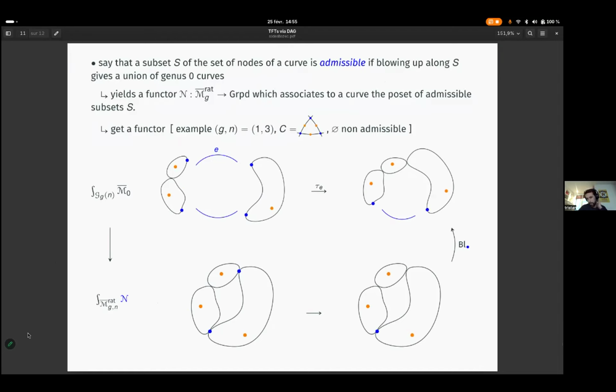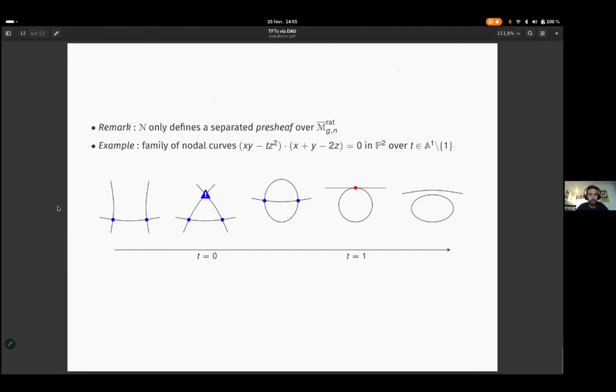So I'm putting a lot of stuff under the rug here. I have to take some classifying space of these. Also, I want to emphasize that we're dealing with presheaves that actually need sheafification here. So just to finish up, I want to illustrate this with an honest family of nodal curves that I see over A1.